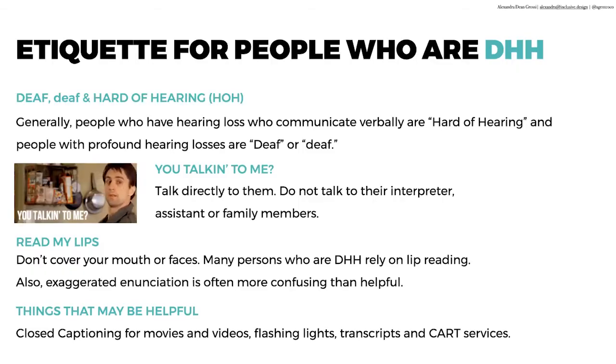Things that might be helpful for an audience who is deaf or hard of hearing: closed captioning for movies and videos, flashing lights. This is an example of something that's helpful for someone who's deaf, but maybe not for someone who's neurodiverse, somebody who has autism. Flashing lights are a big no-no for people with autism, but are super helpful for people like me. I have a strobe alarm to wake up in the morning. Just another example. And transcripts and closed captioning services.